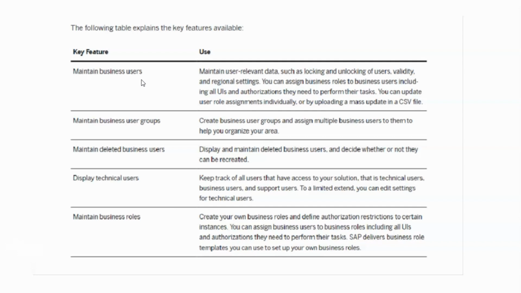So you have a feature wherein you can make a list of all the employees to whom you have to assign a particular role, create that in a CSV, and just upload it, and make sure that all these people will have that role assignment. Now, maintain business user groups. We can create business user groups and assign multiple business users to them to help us organize our area. Creating a business user group will help us assign the business users easily and then maintain the credentials at the business user group level as well.